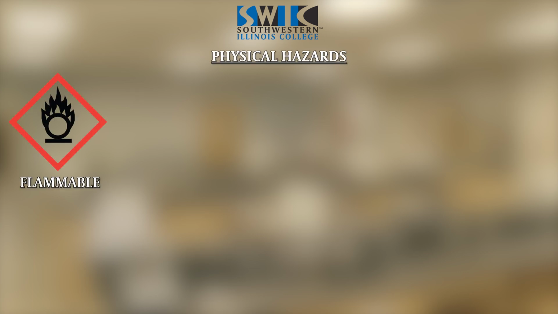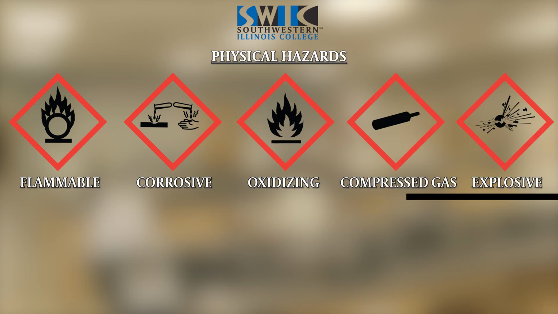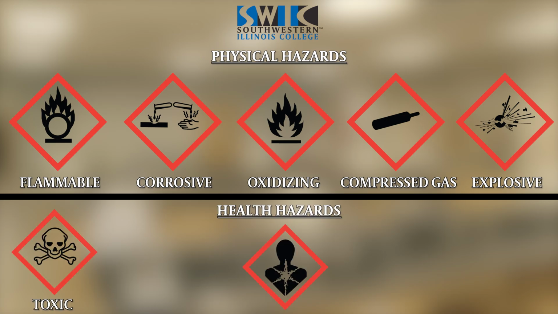Chemical hazards come in various forms, such as physical hazards and health hazards. The physical hazards include flammable materials, corrosive substances, oxidizing liquids, compressed gases, and explosive materials. The health hazards include toxic compounds and substances that are just generally harmful.